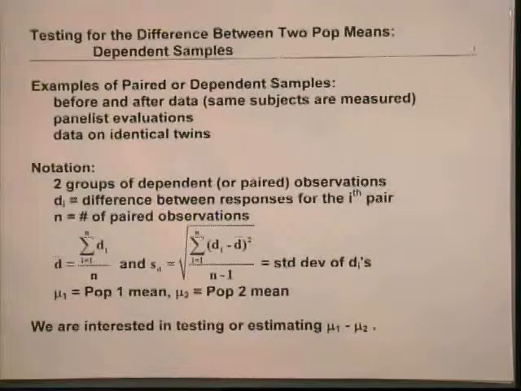So dependent samples are also referred to as paired data or paired samples. So before and after data. If you take a subject, you measure it before treatment, you measure it after treatment. Okay, those data are paired. Panelist evaluations. In some of the experimental foods and meat science studies, there are a lot of panelist studies, and so you give each panelist two products to evaluate, and they're each scored. That panelist influences both samples, right? So that makes it paired.